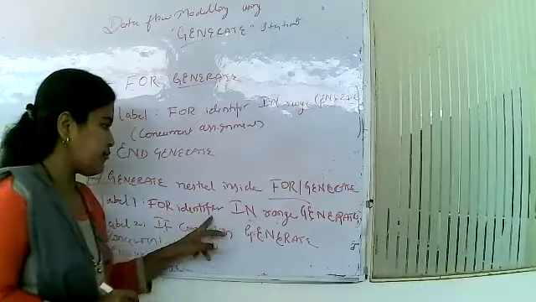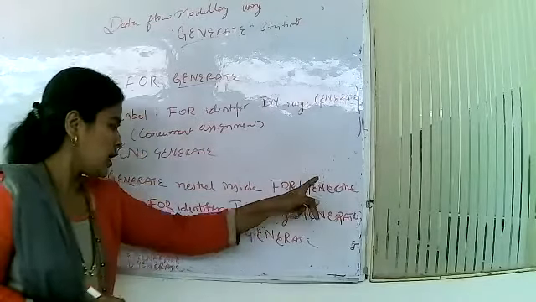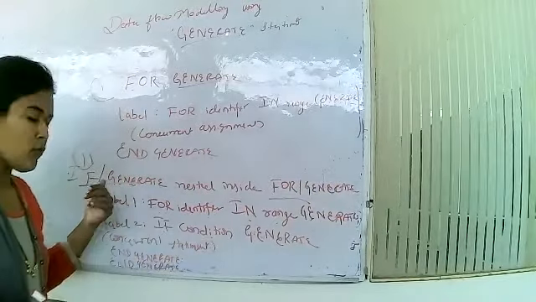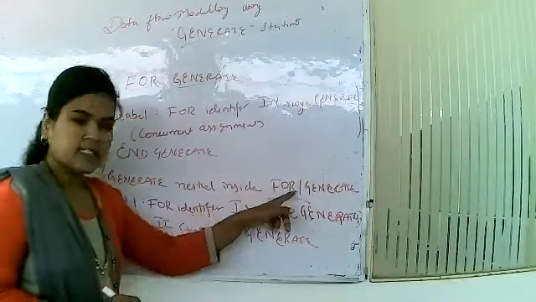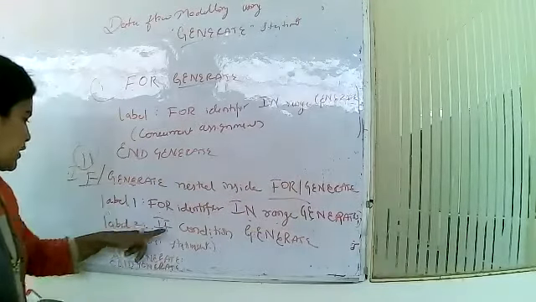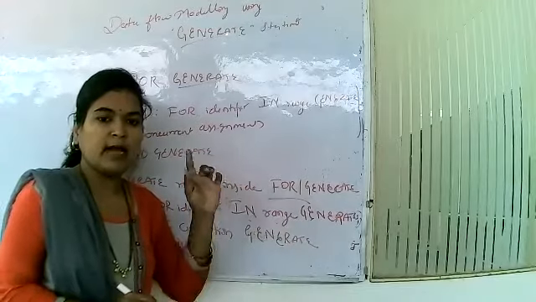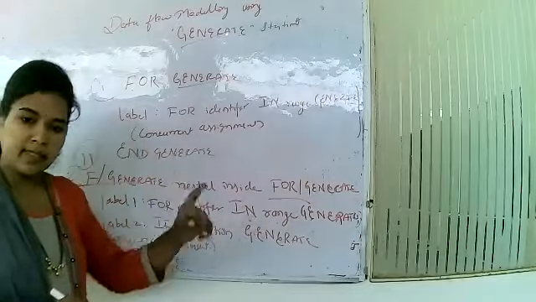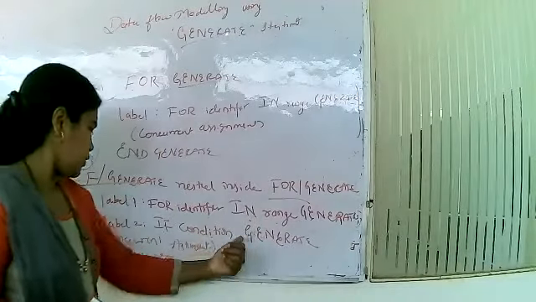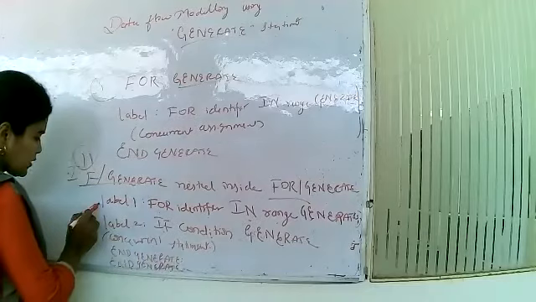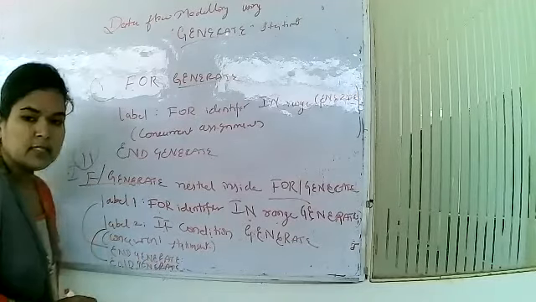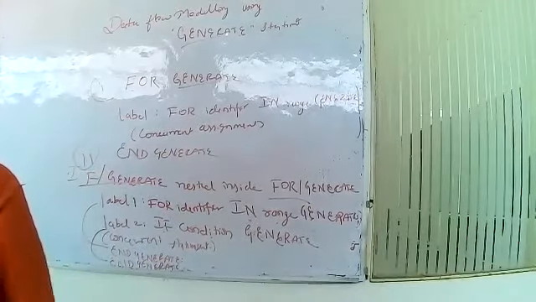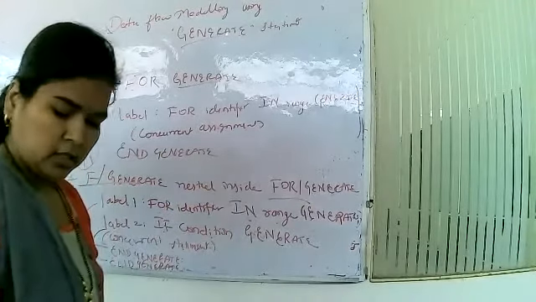Label one is for identifying the in-range generate. Label 2 goes for the if. First one is this, second one is this. If condition generate: if you have some condition, if it is 0, 0, then it is like this. If it is 0, 1, then it is like this. Same thing for label 2; it is the end of this sentence. This is the syntax for the generate statement.